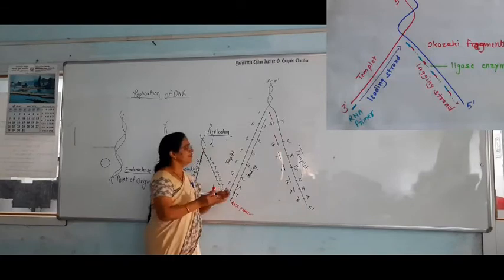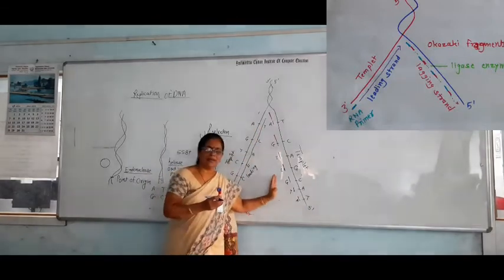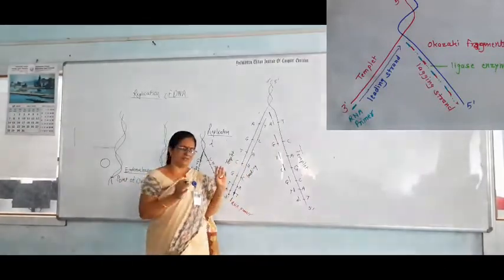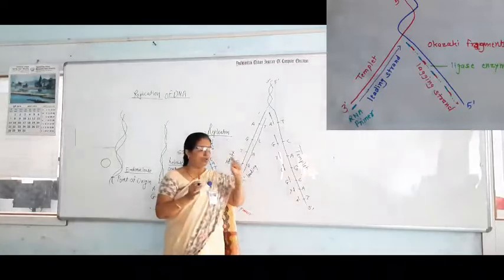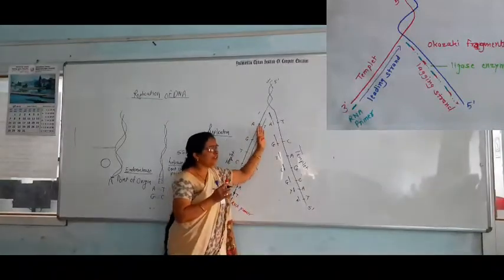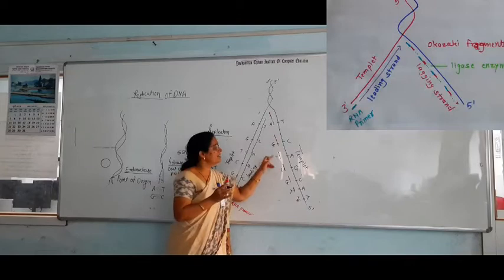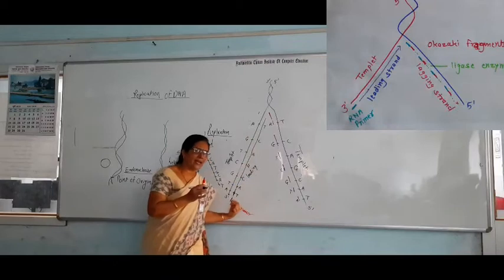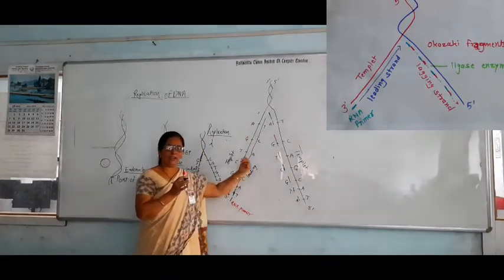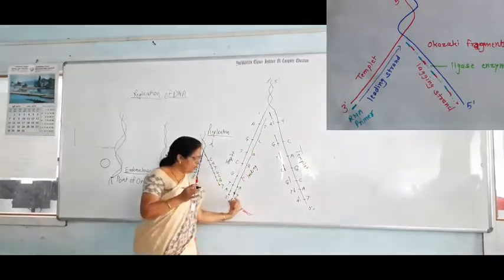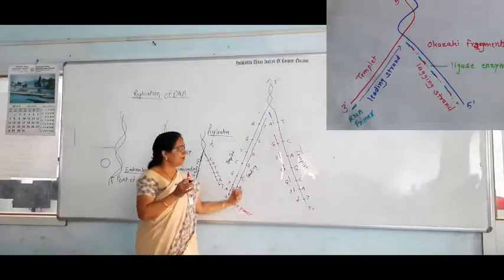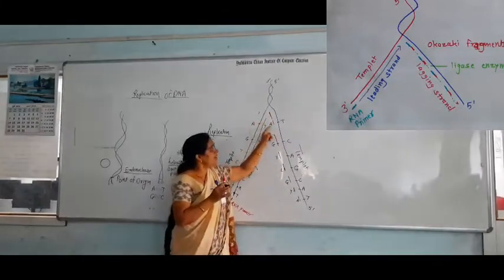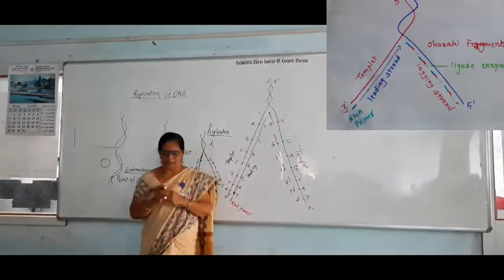Like this, the nucleotides are attracted here, but the process is very slow and discontinuous. That's why each and every nucleotide requires an RNA primer. Here the process is continuous and fast. That's why here the RNA primer is not required for each and every nucleotide. At the initial stage, the RNA primer is required. But here the process is slow and discontinuous. That's why each and every nucleotide requires the RNA primer.